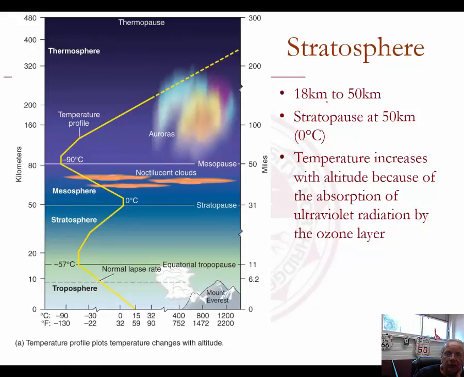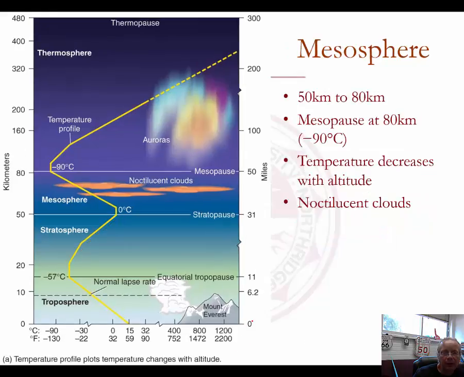In the stratosphere, which is 18 to 50 kilometers up, the lapse rate changes, and it actually gets warmer with altitude because that area is absorbing ultraviolet radiation in the ozone layer, and the absorption of all that radiation creates higher temperatures. The mesosphere, from about 50 to 80 kilometers up, is really quite cold.